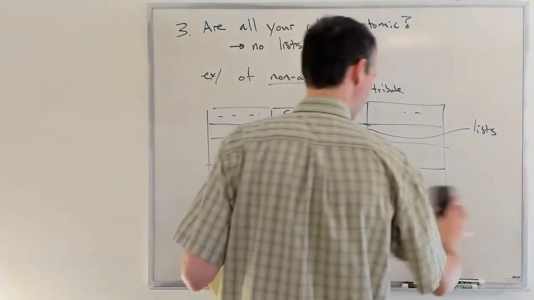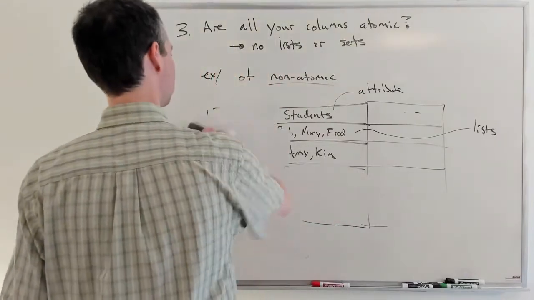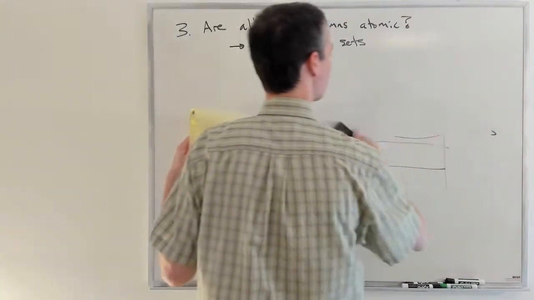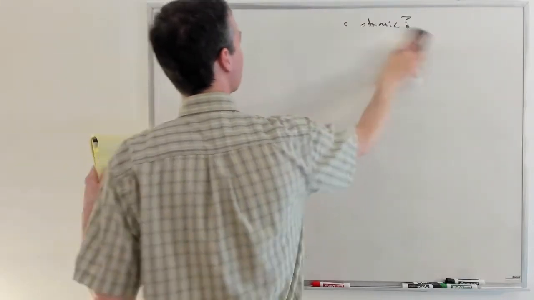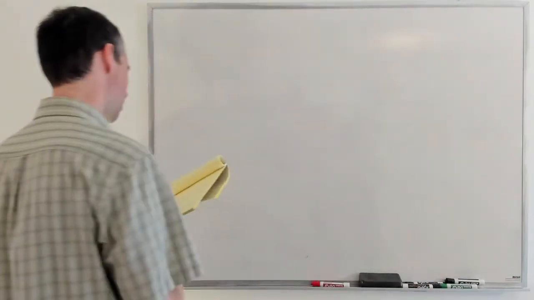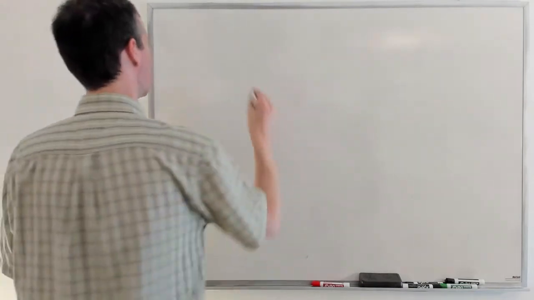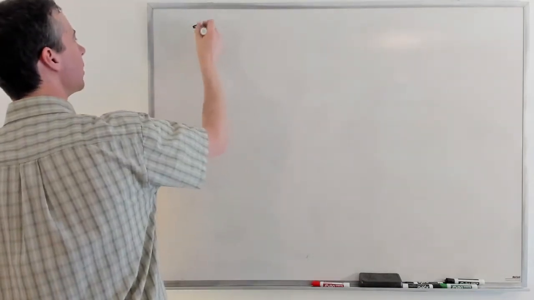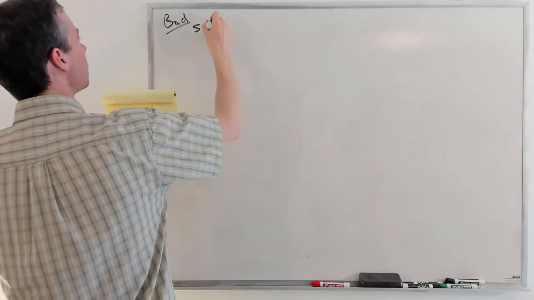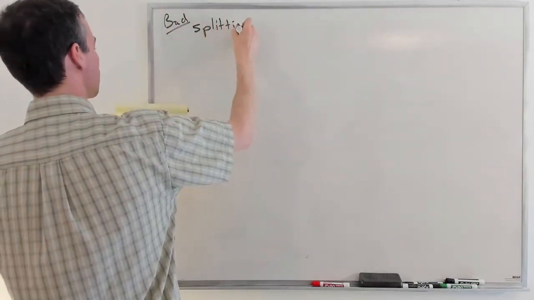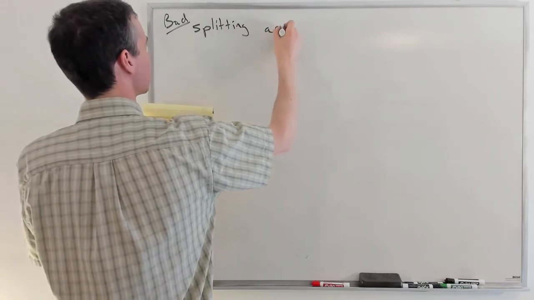All right. Another thing that is a good sign that you have violated this, or are trying to have a bad solution to this problem, and I'm going to label this as a bad thing to do, is you go and you're splitting across columns.